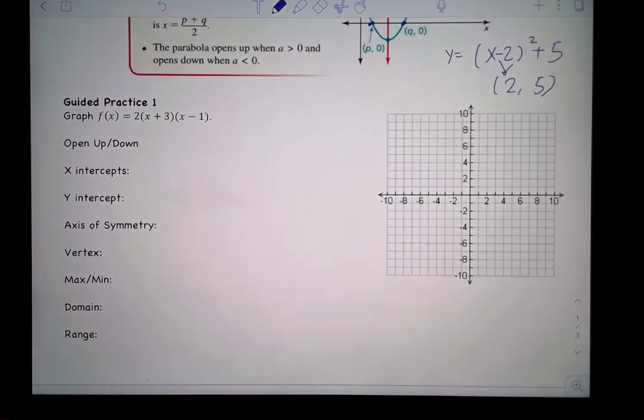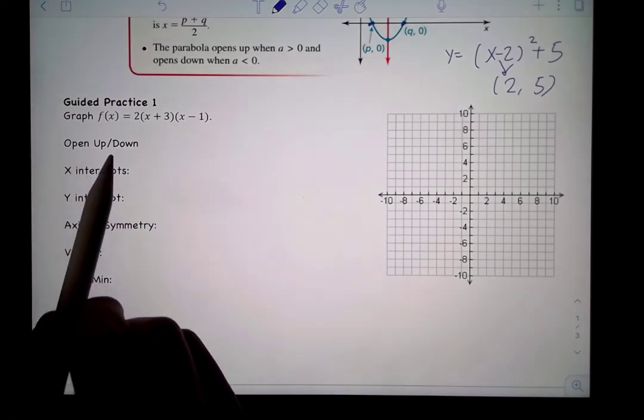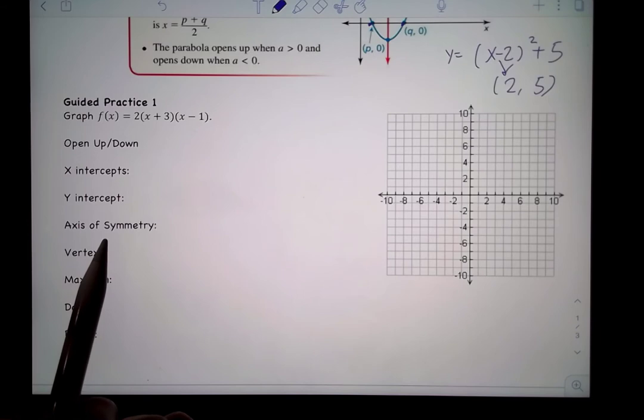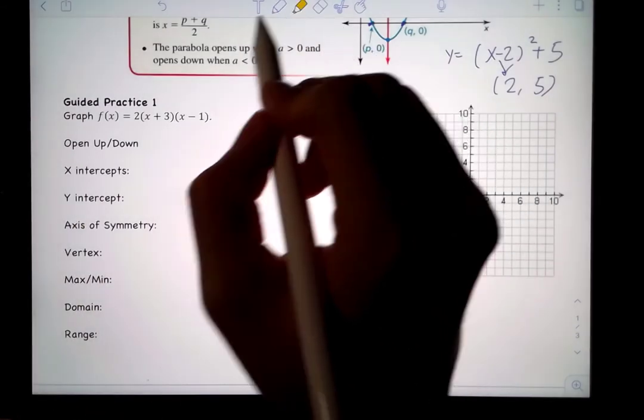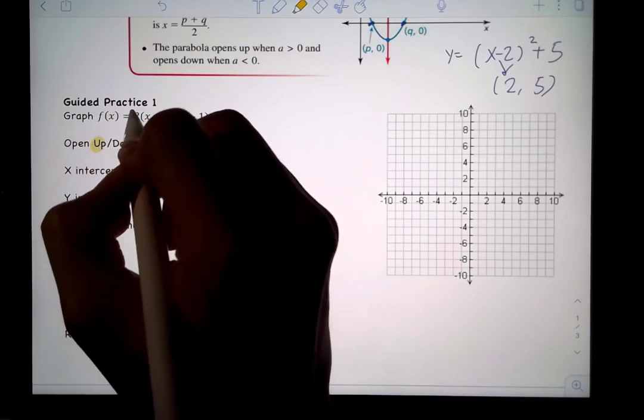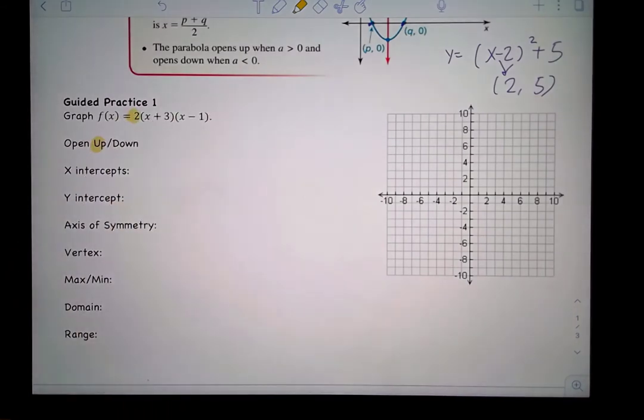Guided practice 1. Look, does it open up or down? It opens up because, look at your A. That's positive, right? So positive, so that opens up.